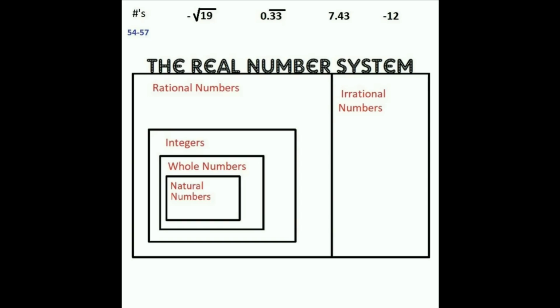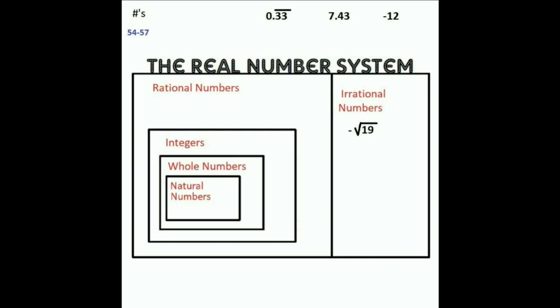So let's start off with the negative square root of 19. The square root of 19 is 4.3588, and it goes on forever. But it's the negative square root of 19, so that's negative 1 times the square root of 19. Negative 4.3588989435. This is actually an irrational number. It goes on forever. It doesn't end, it doesn't repeat. It's irrational. So that's where this number belongs.